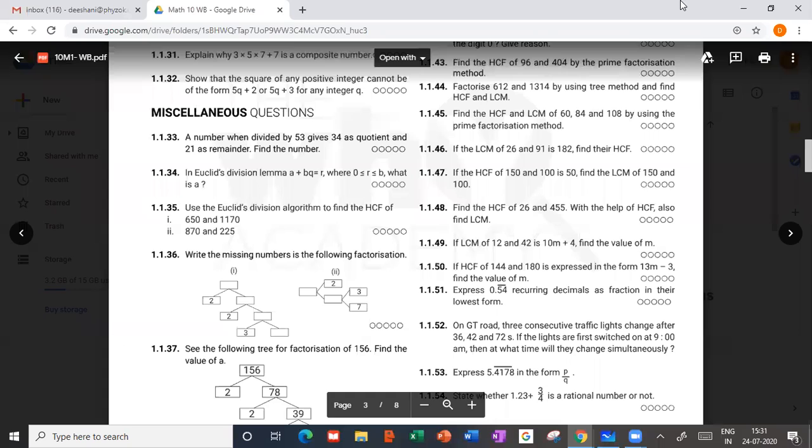Ma'am, in tomorrow's DT, we won't have Euclid. No, there are no questions from Euclid. You don't have it in your syllabus, right? So we won't be keeping it in the DT.